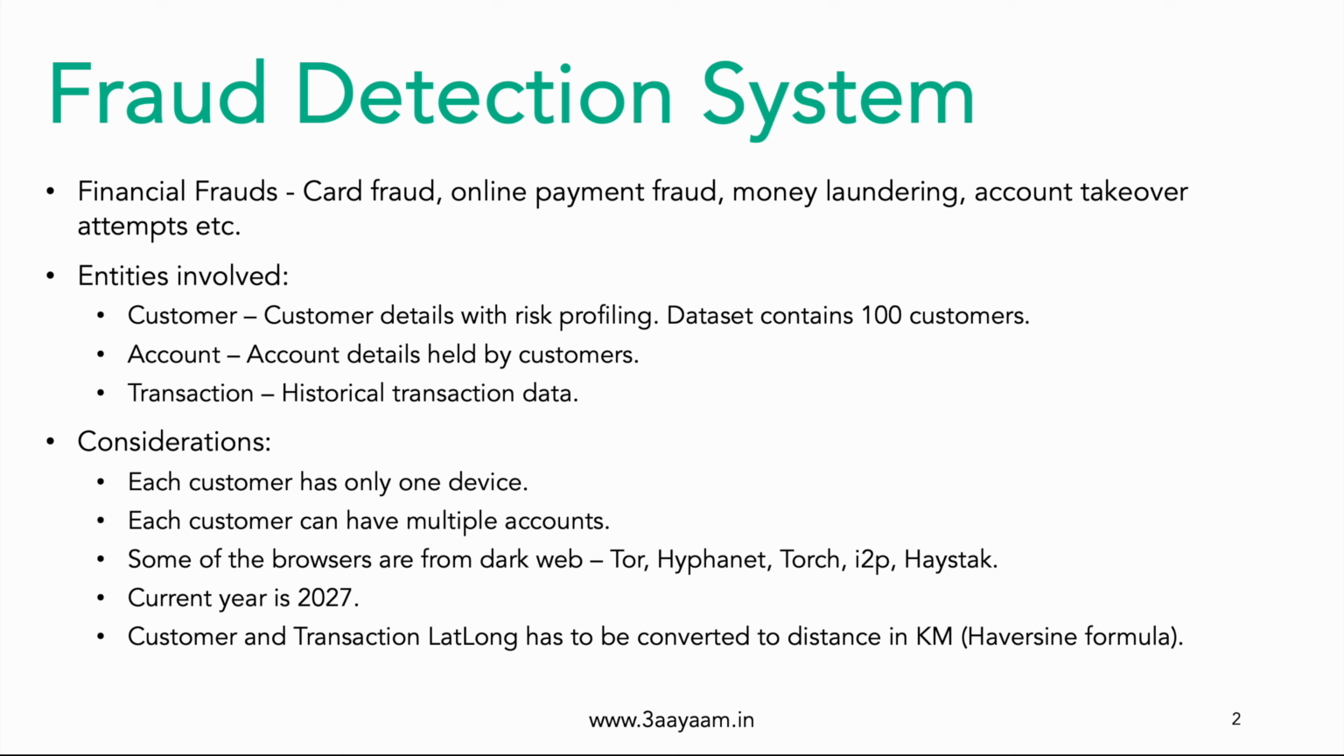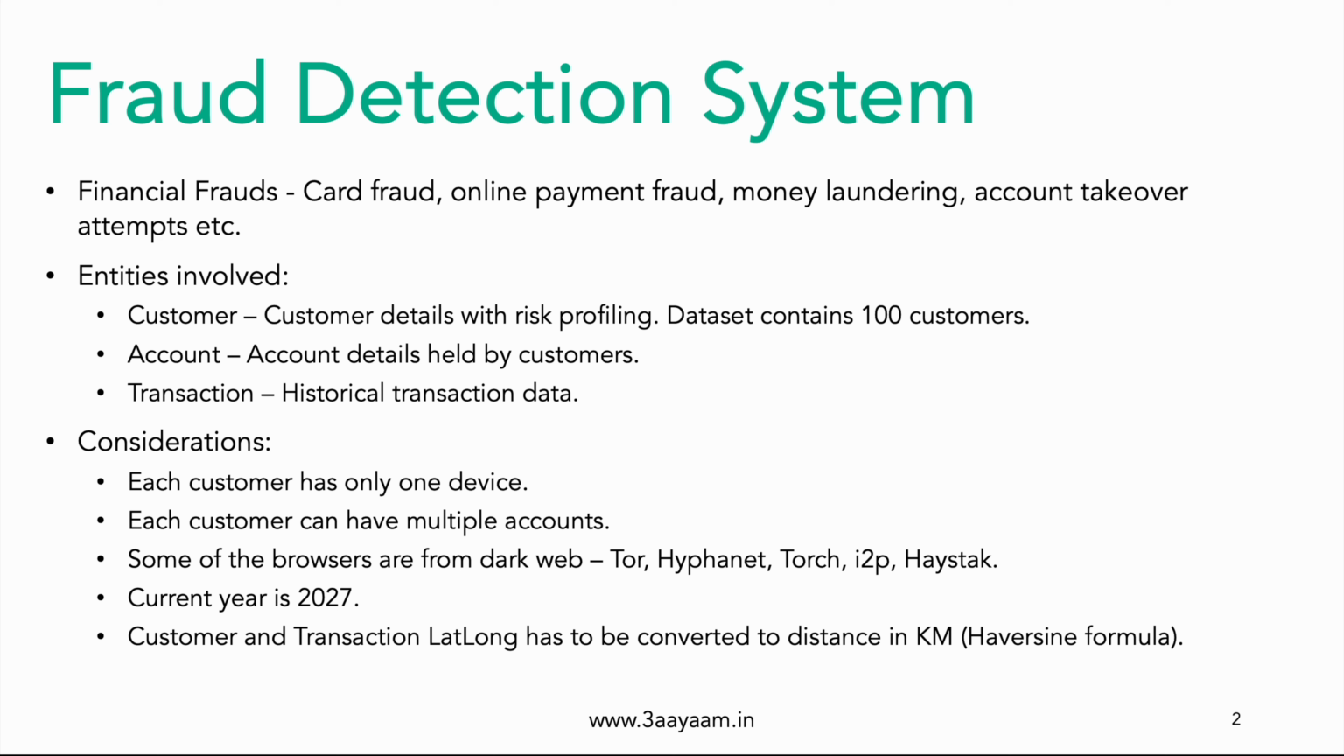The customer and transaction lat long, or latitude and longitude, has to be converted to distance in kilometers. So you'll have to use the Haversine formula that you have implemented in the previous project. If you have not completed the previous project, I would recommend that you complete that, or at least create the module to implement the Haversine formula. So this is the overview of this project.